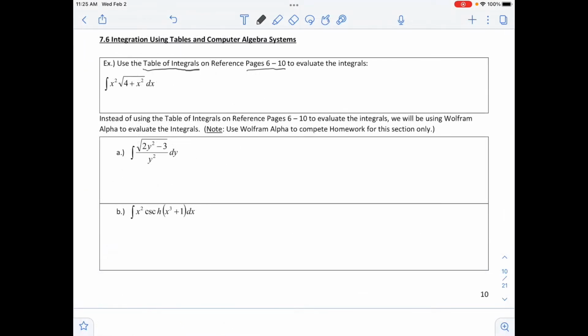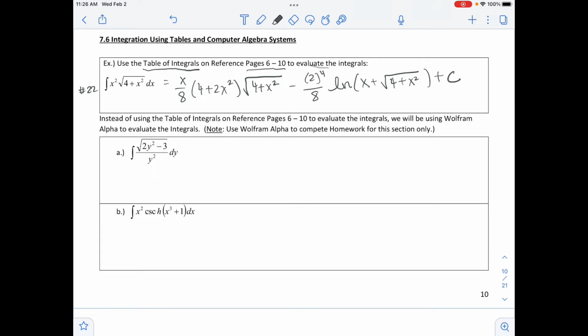From the reference page, number 22 on page 6, this is going to equal x over 8 times 4 plus 2x squared times the square root of 4 plus x squared, minus 2 to the 4th all over 8 times the natural log of x plus the square root of 4 plus x squared, plus c. This would be our answer. You could, however, simplify the 2 to the 4th over 8 as 1/2 if you wanted to arrive at a simplified answer.